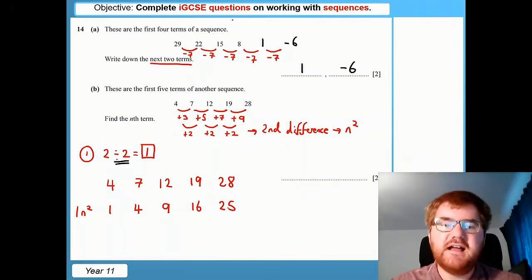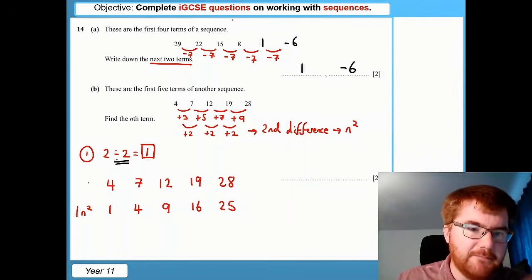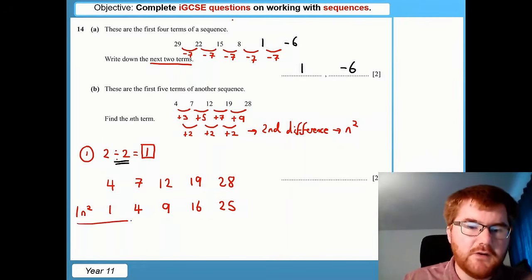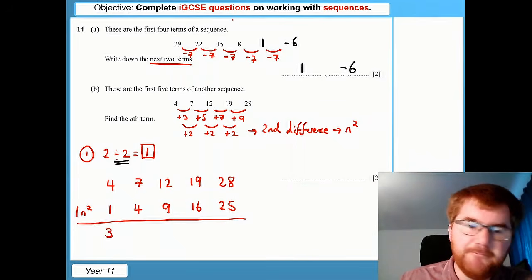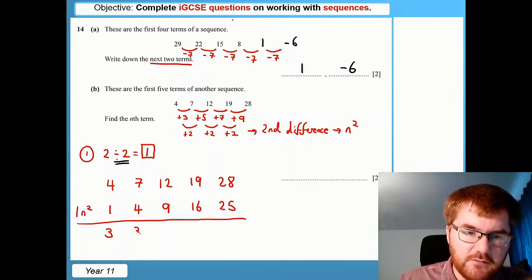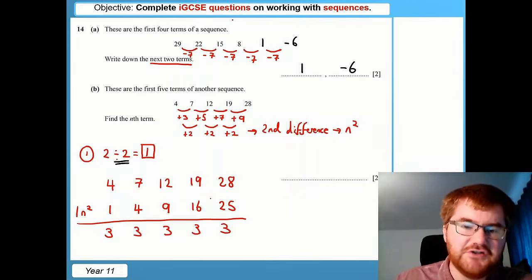And once I've done that, I'm going to take the sequence from the bottom here away from the top sequence. So what do I actually mean by this? Let's work this out. 4 minus 1 is equal to 3. 7 minus 4 is equal to 3. You can see the pattern here. 12 minus 9 is equal to 3. And you see we get 3 each time.